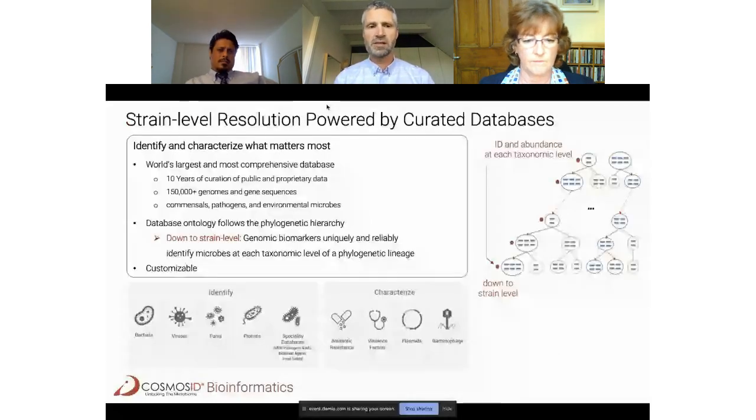But what Cosmos ID is probably best known for is our industry-leading platform for strain-level microbiome analysis. We have curated what we believe is today the world's largest and most comprehensive database of continuously curated and phylogenetically organized biomarkers. It is, in fact, this phylogenetic organization of the genomic biomarkers that enables the accurate strain level resolution that the Cosmos ID platform is known for. Cosmos ID can not only detect bacteria, but really all kingdoms of the microbial tree of life, including viruses, fungi, protists, as well as a range of different characteristics such as antibiotic resistance and virulence.